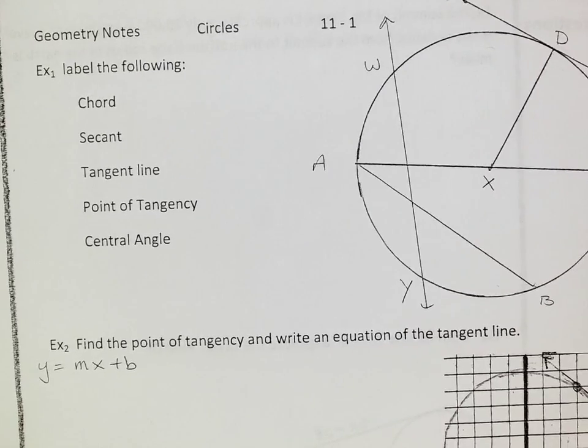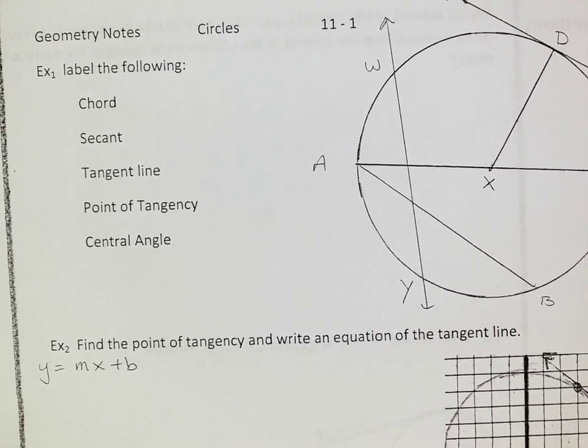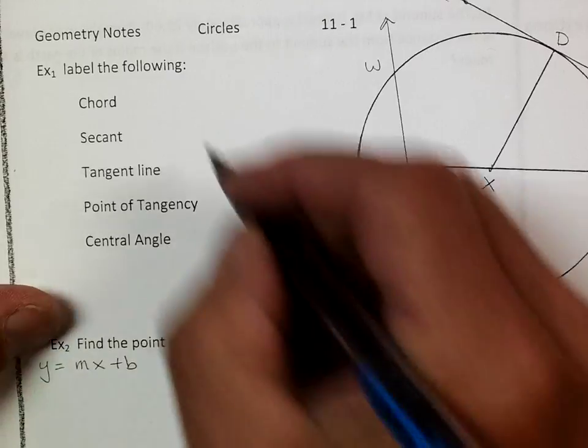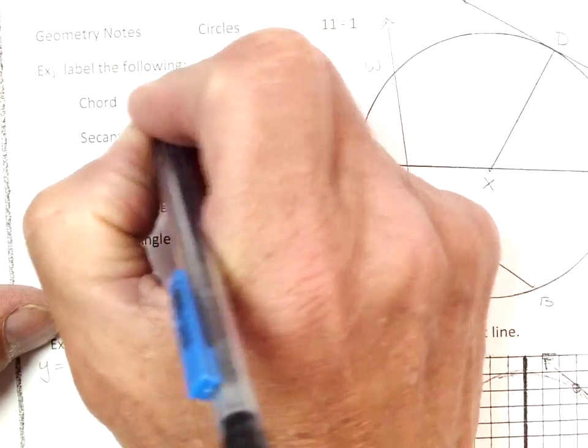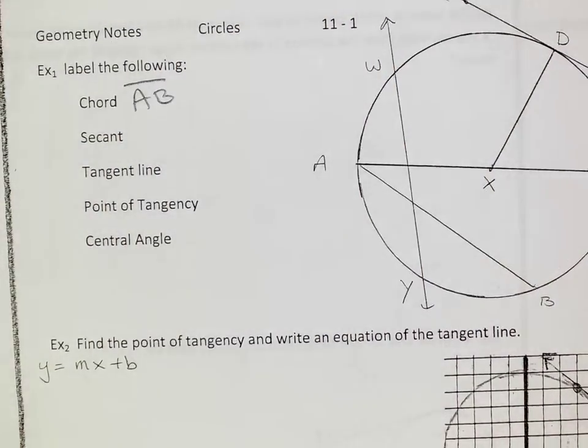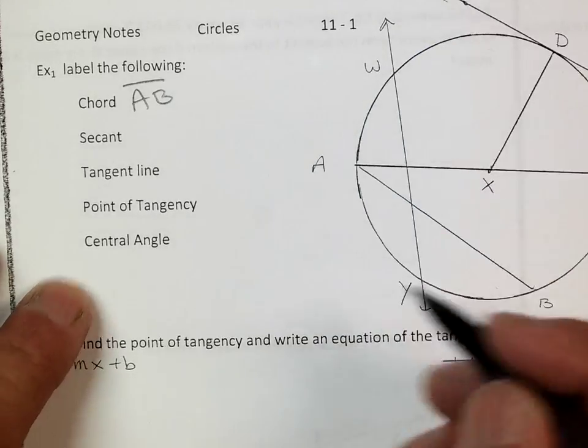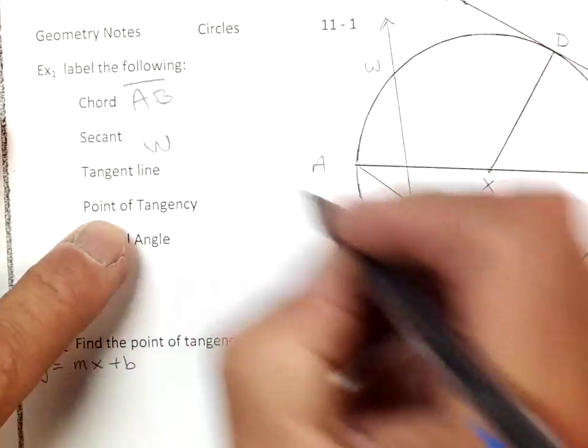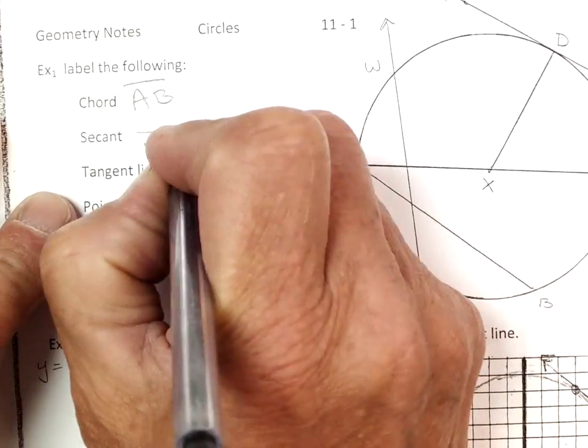So first of all, we talked about, what you guys did the reading, a chord. So what is a chord? It's just a line segment in a circle, okay? So in our example here, let's go with AB first. AB is the chord. AB is a line segment in the circle. That's it. Now the secant is a line that goes through the circle, okay? Secant is WY, okay? So WY is your secant, right?